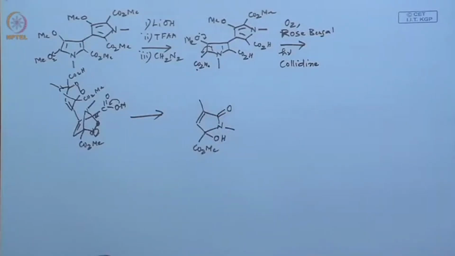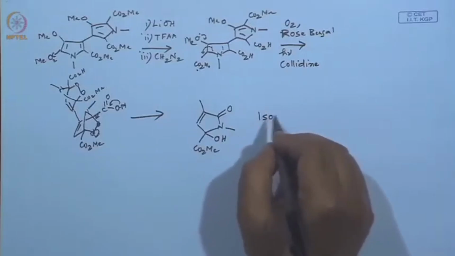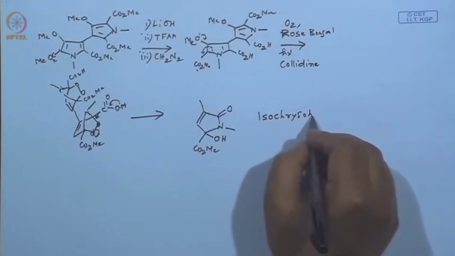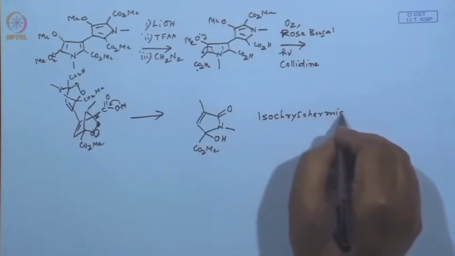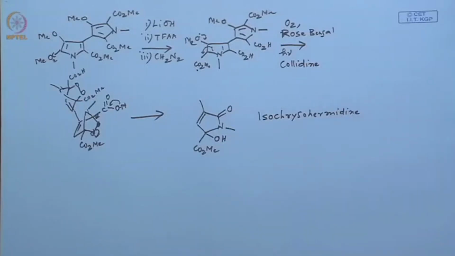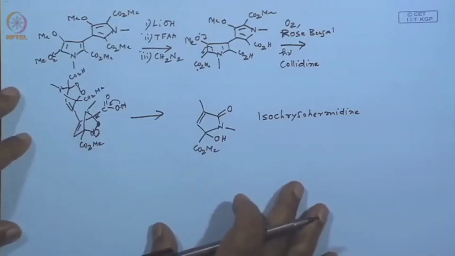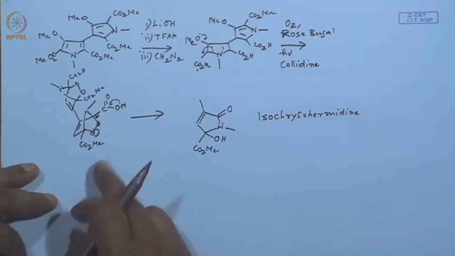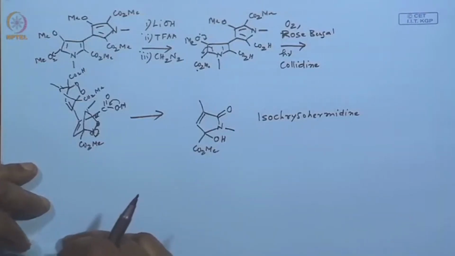So, basically fragmentation would be taking place, and this is the structure of a natural product called chrysoarmidine. So, what it means is that these are very useful synthetic transformations, which can also give rise to natural products of complex nature. Okay. So, all this is about singlet oxygen, but I have not got the answer yet. What is the driving force for this fragmentation? I am still waiting for the answer.